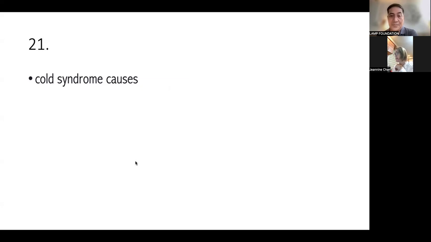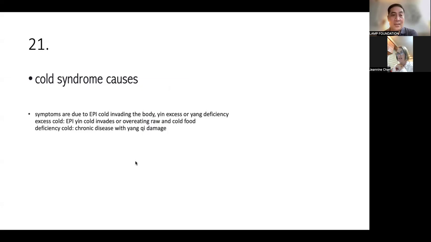Okay, that's good. So basically, the symptoms are due to the external pernicious influence cold, or it's actually the cold which was the culprit here, that invades the body, causing yin excess or yang deficiency. Dalawa lang yun di ba?